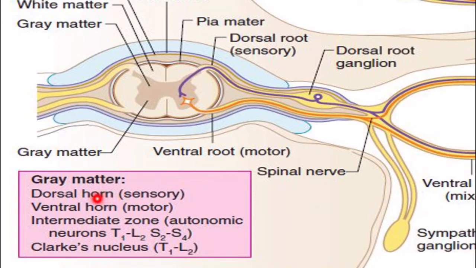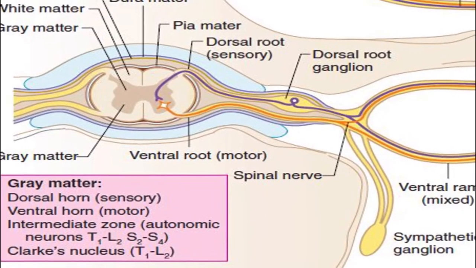Now, if we look at this one, within the gray matter, what is written? Dorsal horn, that is sensory, and ventral horn is motor. Then there is the intermediate zone, that is autonomic neurons from T1 to L2 and S2 to S4. Then there is Clark's nucleus, that is T1 to L2. Forget about Clark's nucleus for the time being; we will cover it in a coming slide. Just remember the dorsal horn and ventral horn within the gray matter.